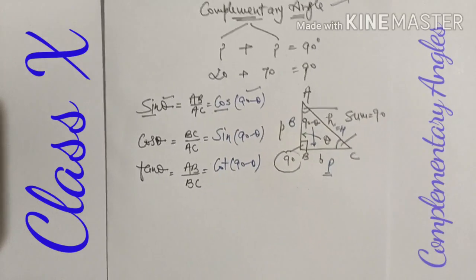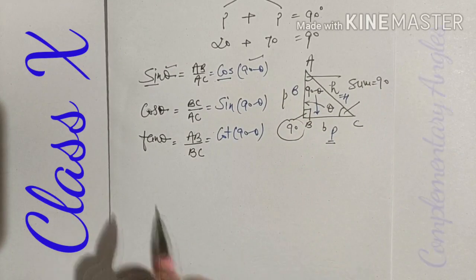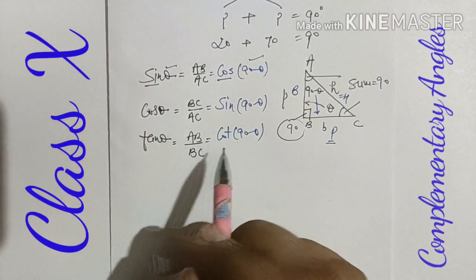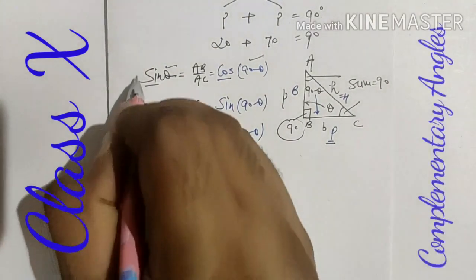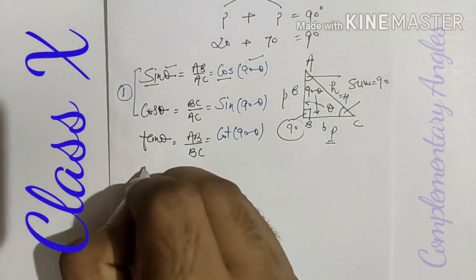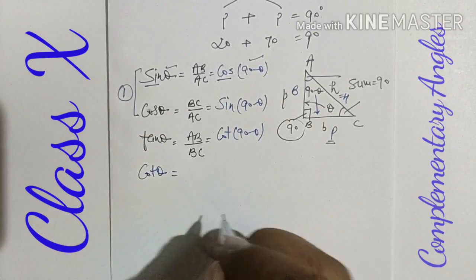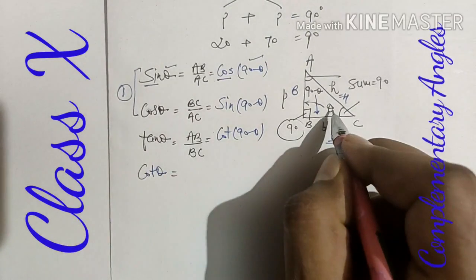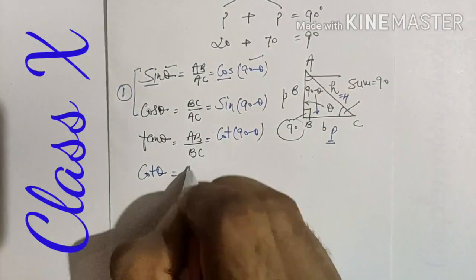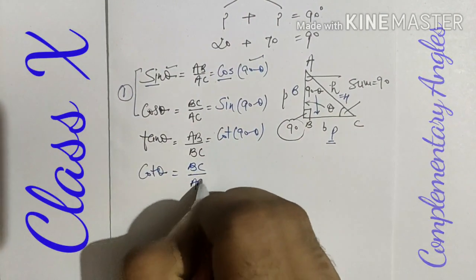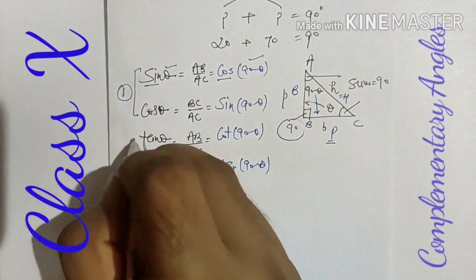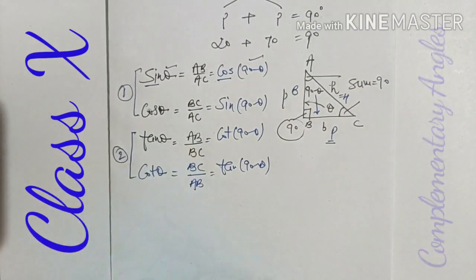Now we are going to discuss the left out ones. Here we observe sine, cos, tangent and cotangent. Four functions come in, which is the first group. In the same way, we get the second group, cotangent theta. According to the theta angle, the black color, it is base by perpendicular, means BC by AB. It is given by tangent of 90 minus theta. This is the second pair of complementary angles.